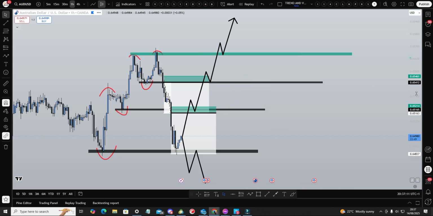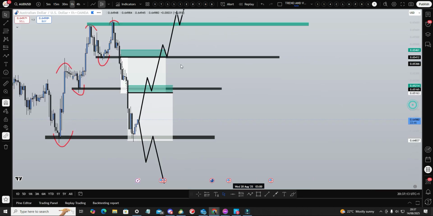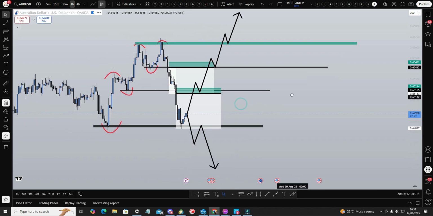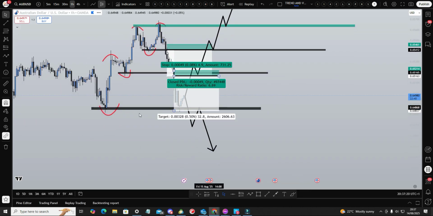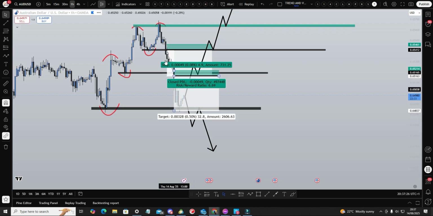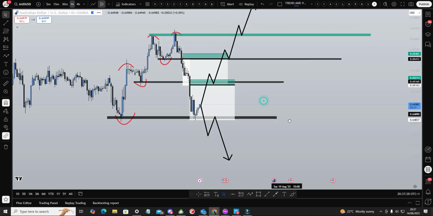Why? Any guesses? It's a brand new, fresh zone that's not been tested. Brand new, fresh zone, right? This one here is being tested, but it's not broken. Does that make sense? Like here, these ones here. So super simple, very, very simple.